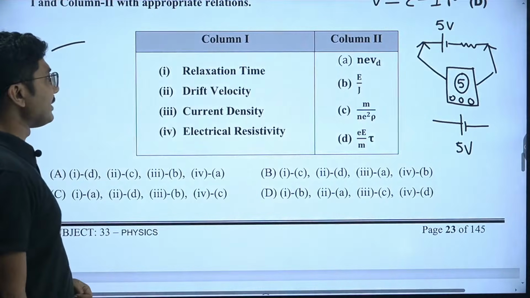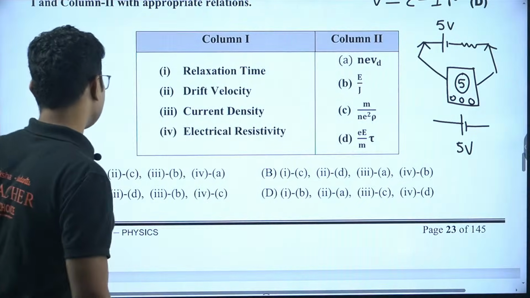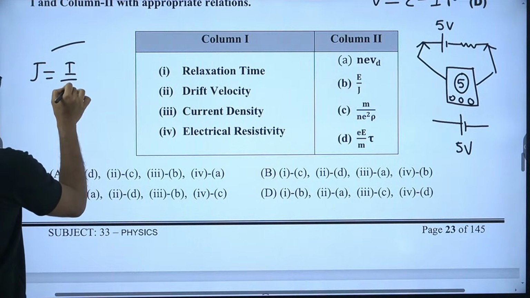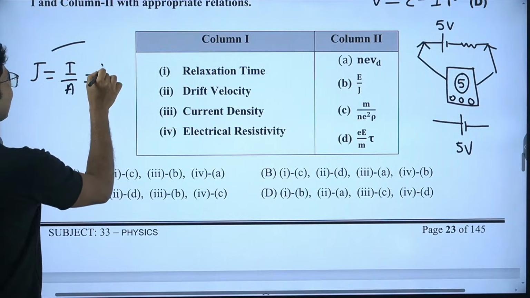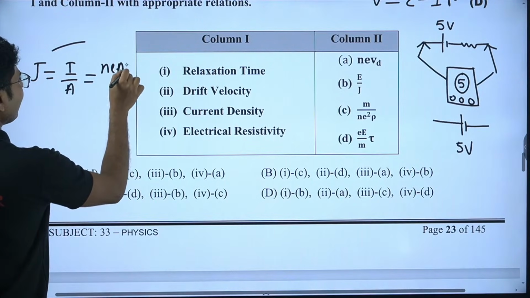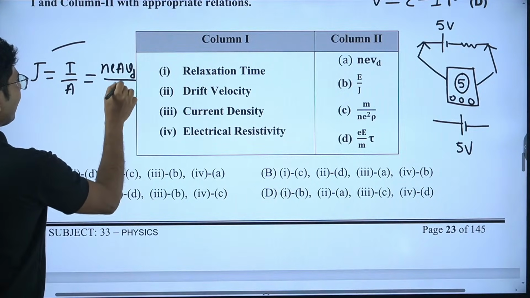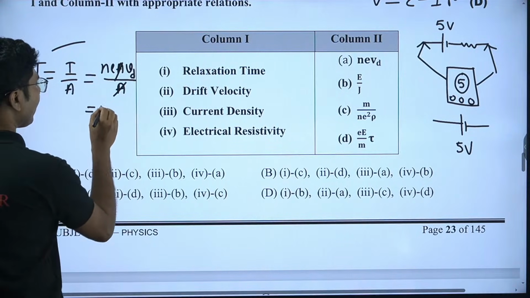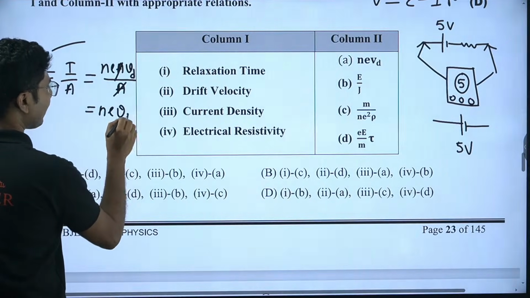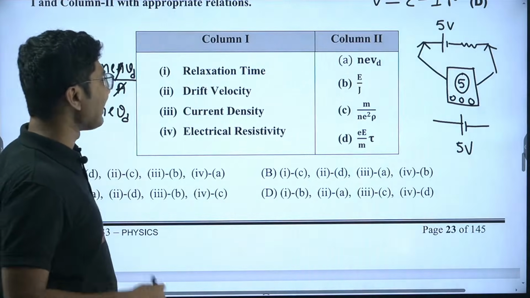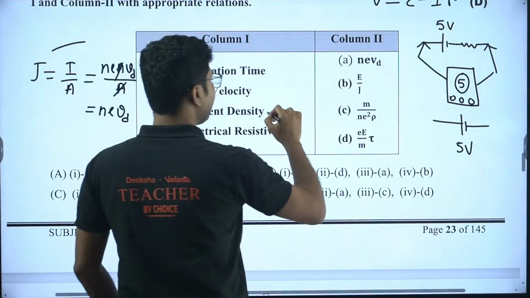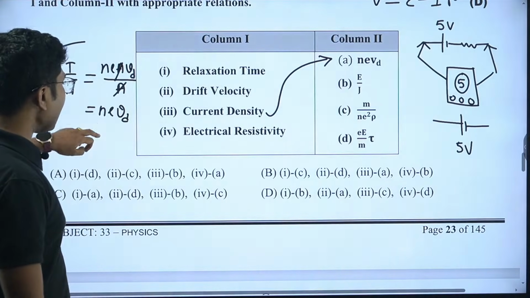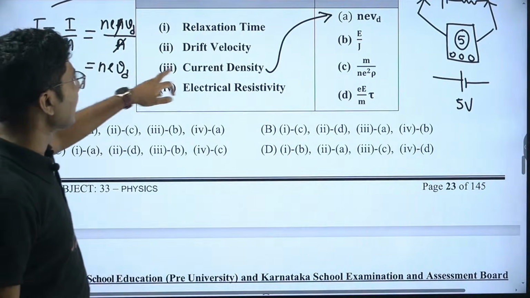Now what we know is that, first of all, current density is I by A. What is I? I is neAVd, so current density is I by A. First start with the quantities that you know. The match the following can be tricky if you try to match everything. Current density, number 3, is matching with A. We will straight away check what are the matches with number 3 with A.